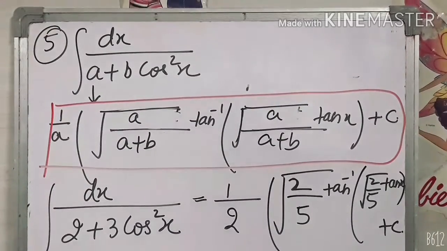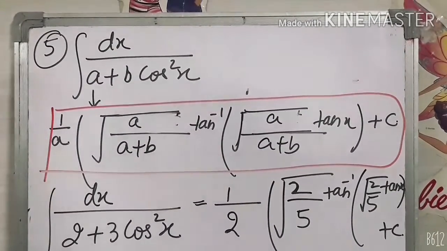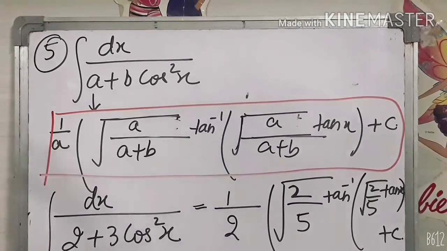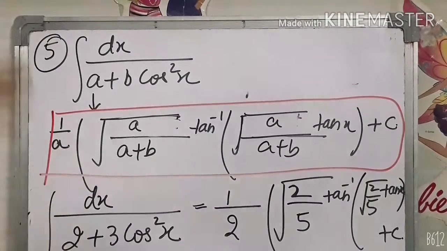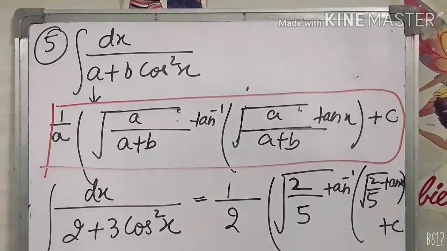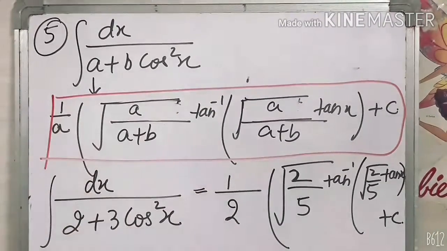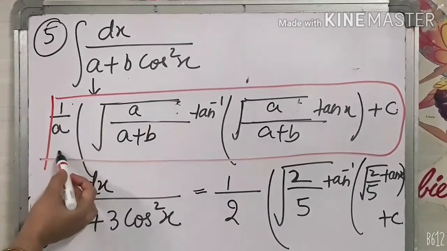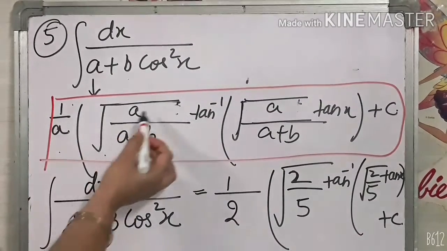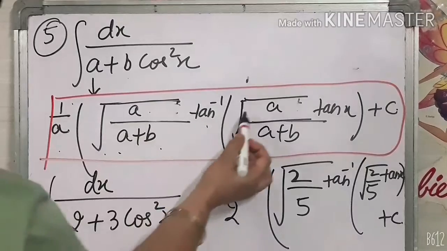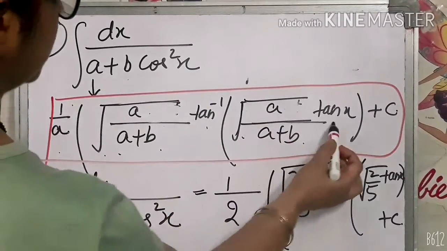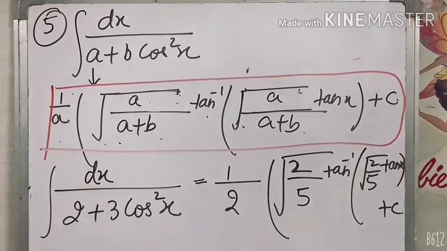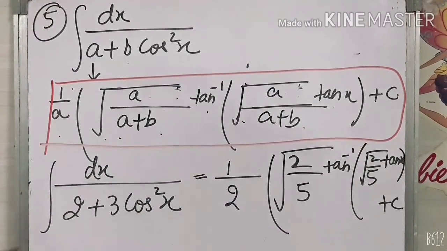Now the fifth form is, if the form is dx by (a plus b cos square x), what you will do normally is divide the numerator and denominator by cos square x, then the tan x form will come, you will substitute and like that you will do. But for the competitions we will write it directly. The integration of this will be 1 by a under root of (a by (a plus b)) tan inverse of under root of (a by (a plus b)) into tan x. Simple form.